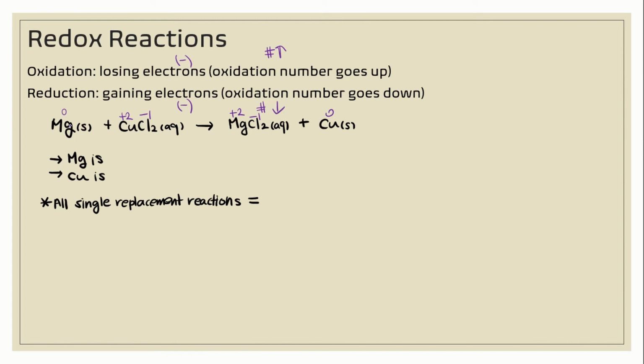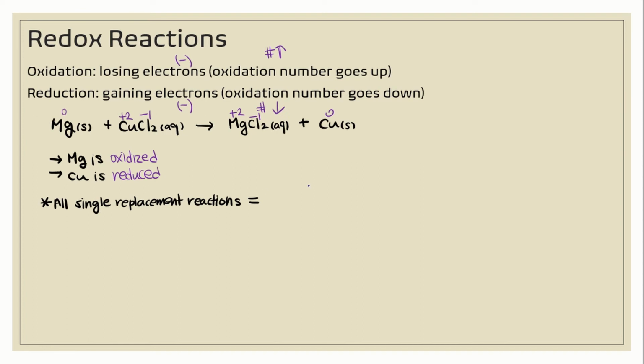In this case, you see that the oxidation number for magnesium went up from 0 to 2, so you know that magnesium is oxidized, because as you can see, oxidation number going up is oxidation. And for copper, copper's oxidation number went down from +2 to 0, so you know that copper is reduced.